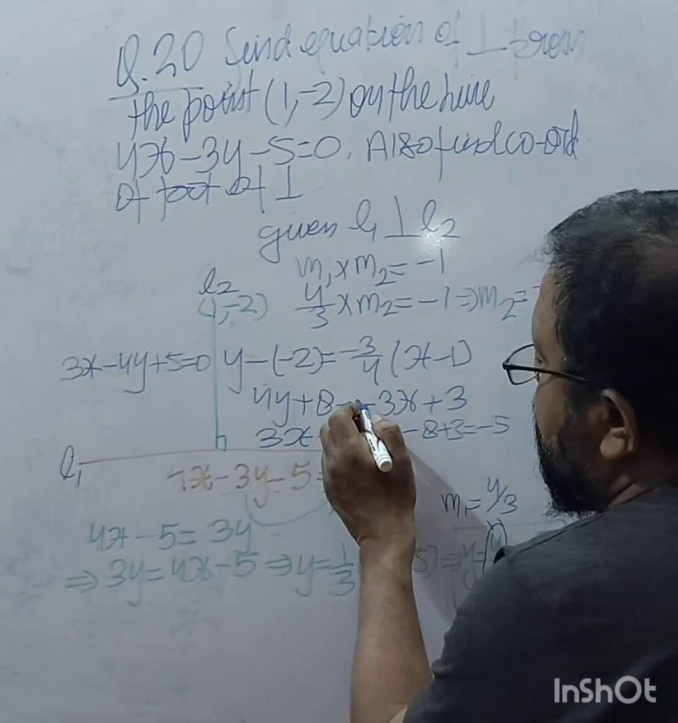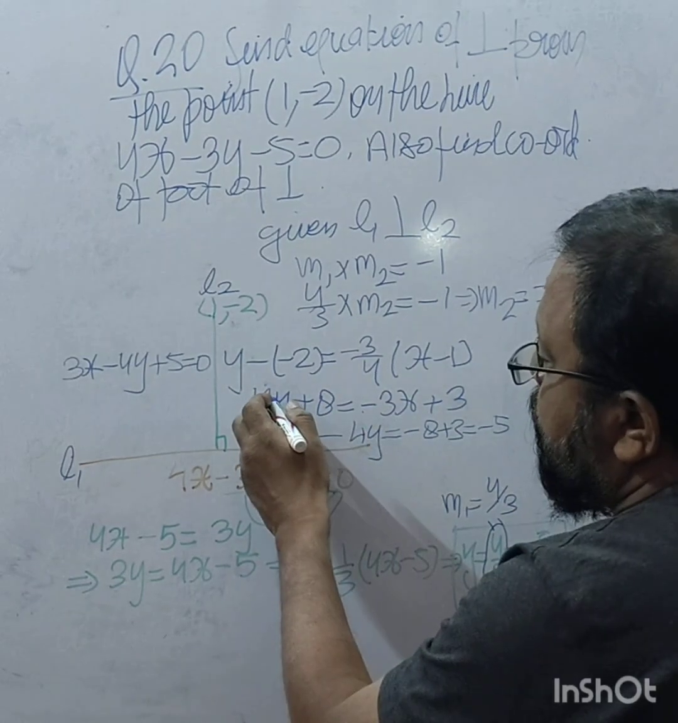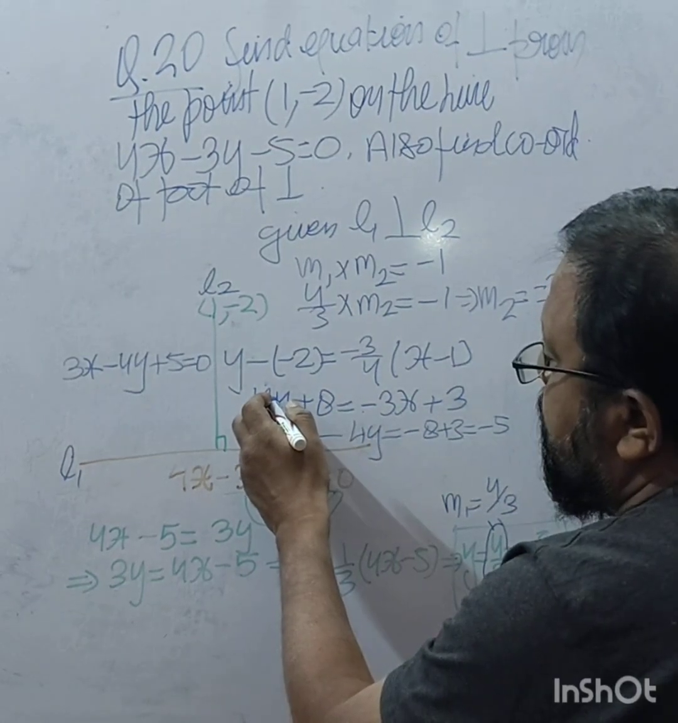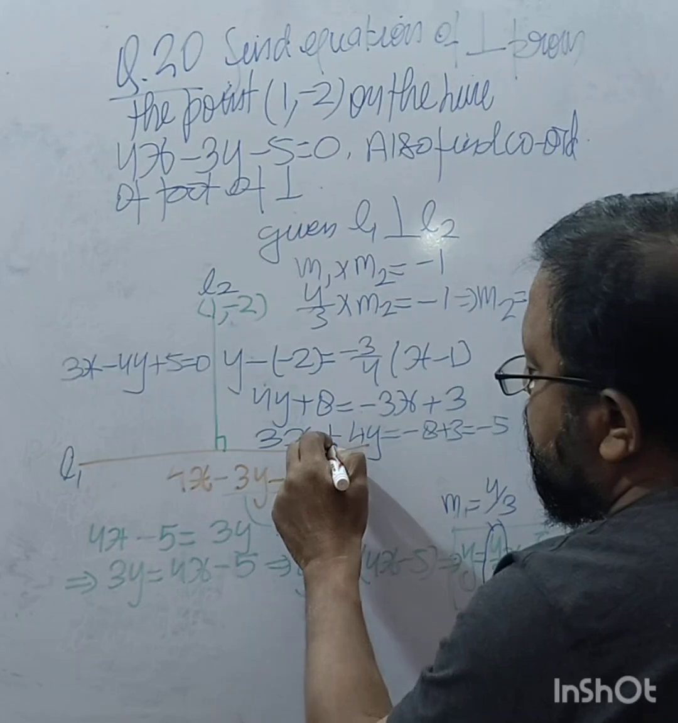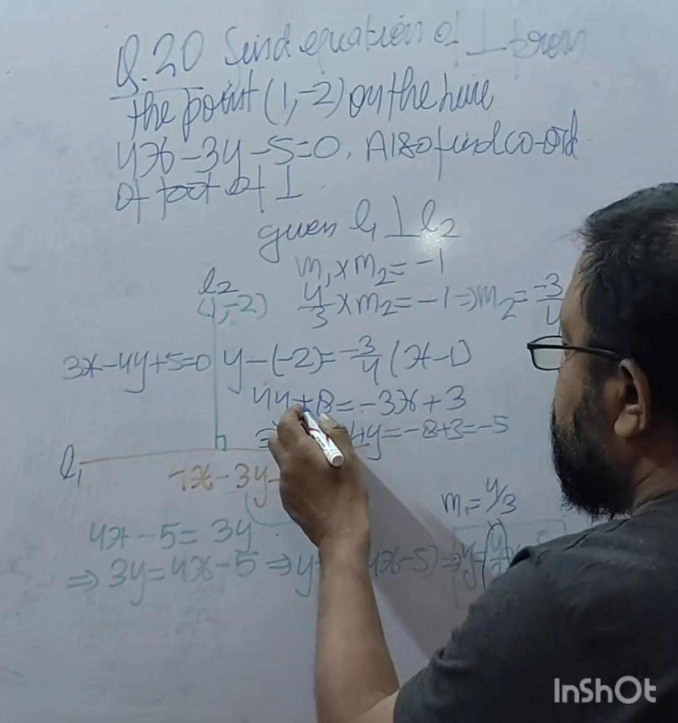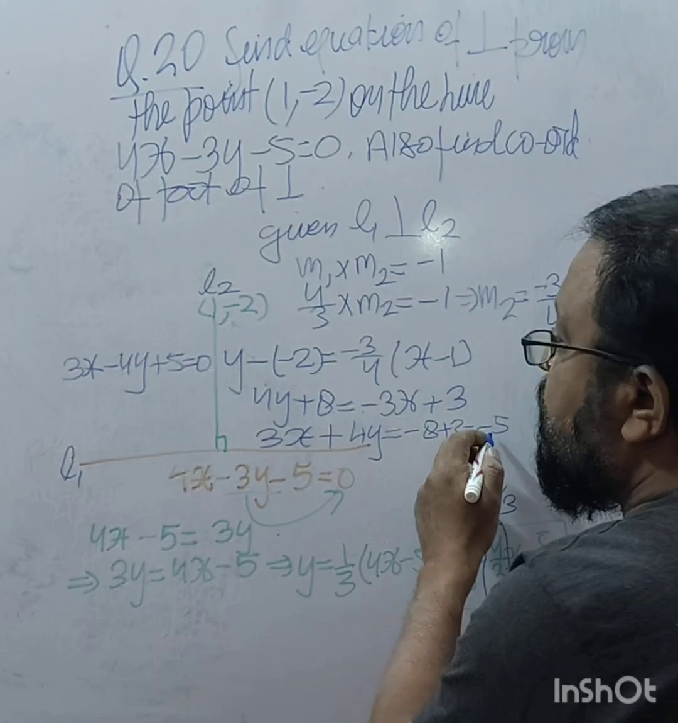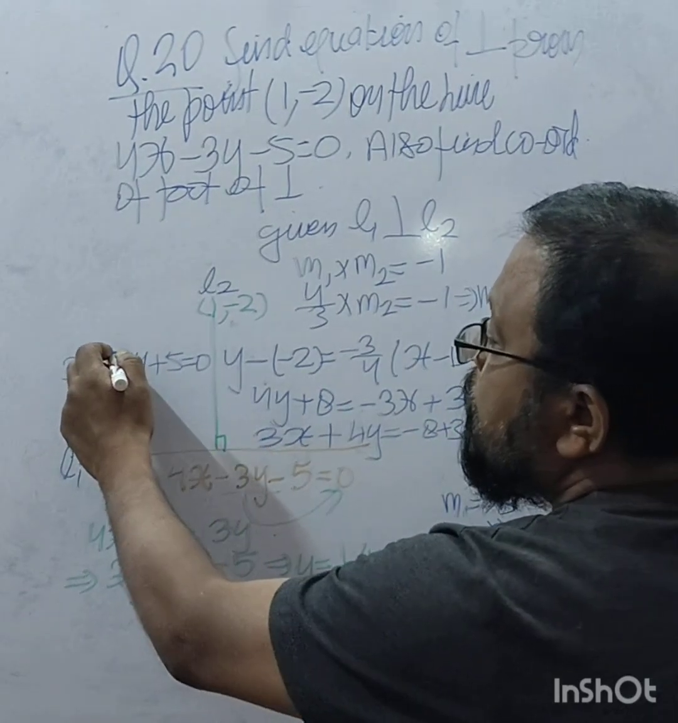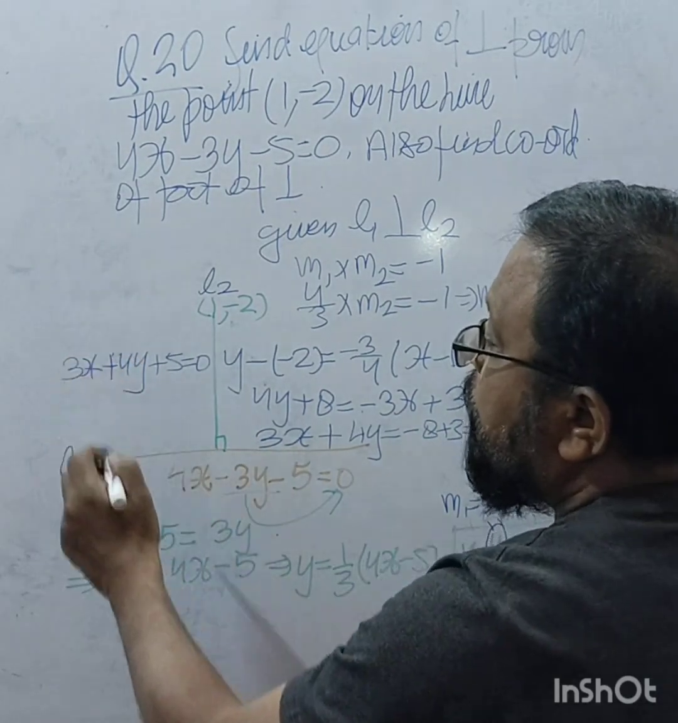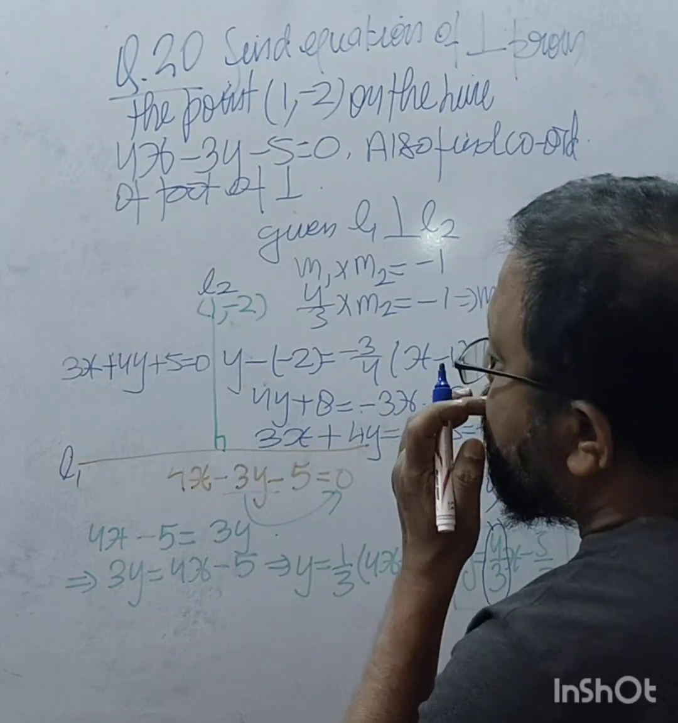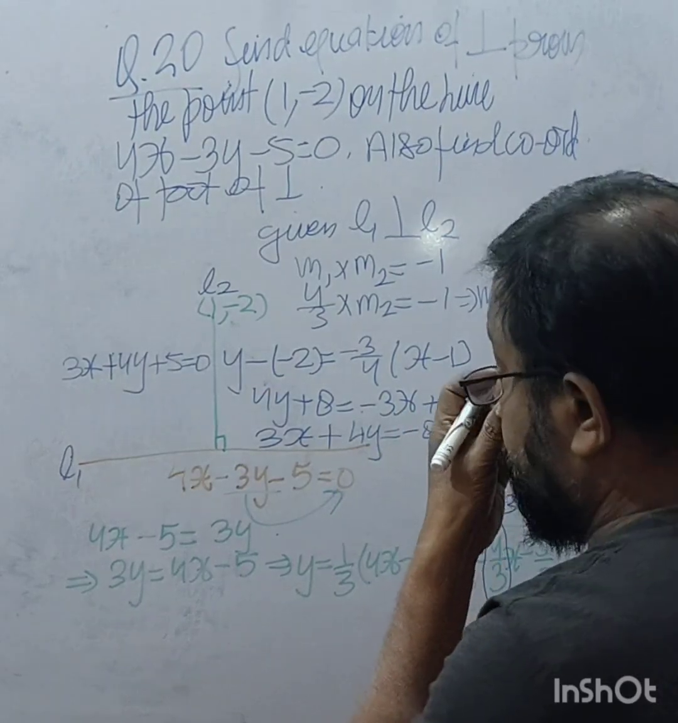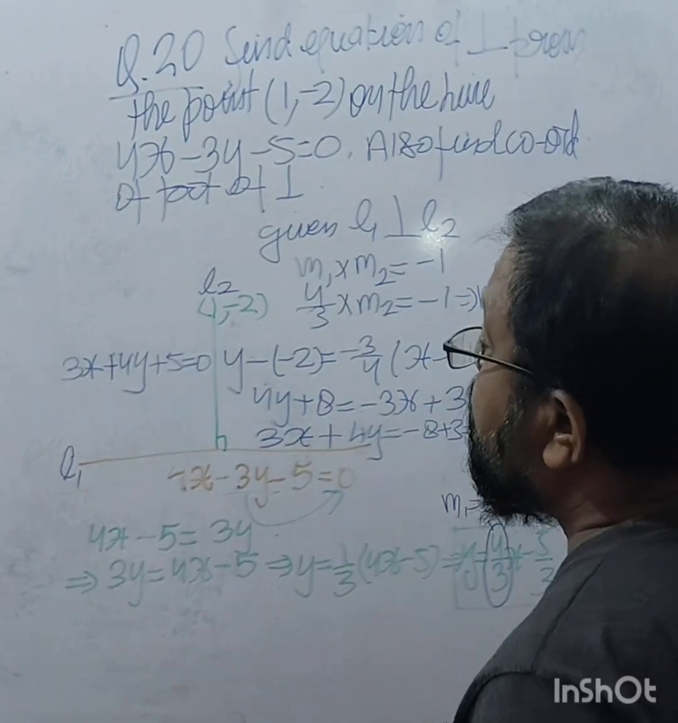And this minus 3x we bring on this side, so that's why this becomes plus. And this minus 8 comes on this side, so it becomes minus 8 plus 3, which is minus 5. So it becomes 3x plus 4y plus 5 is equal to 0. Okay, right?